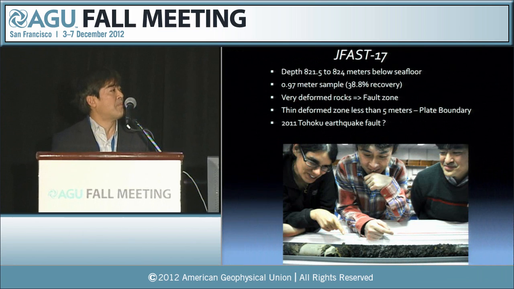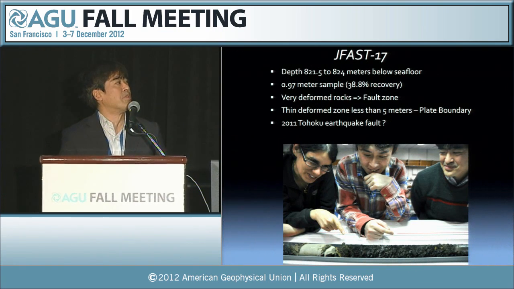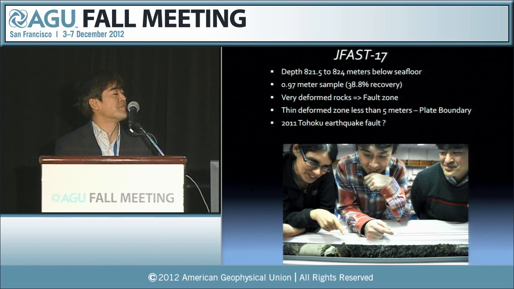And probably the most important sample that was retrieved was core number 17, JFAST 17. It was retrieved from about 821 to 824 meters. Unfortunately, the recovery was only about 40%, and we only got about 1 meter of material, but we're very confident we got the fault zone. You can't really see this too well, but we got very deformed rocks, very analogous to the type of fault zone material that you see for faults onshore, with a very scaly fabric of a very deformed area.